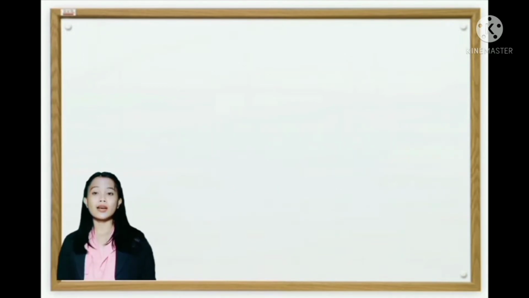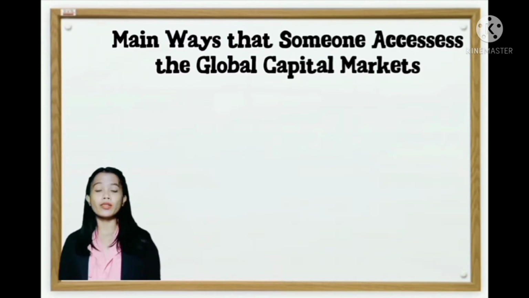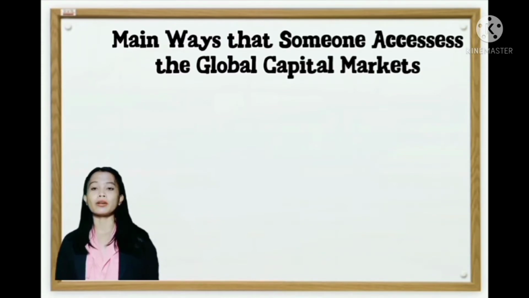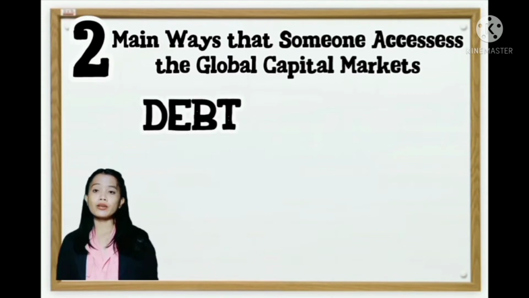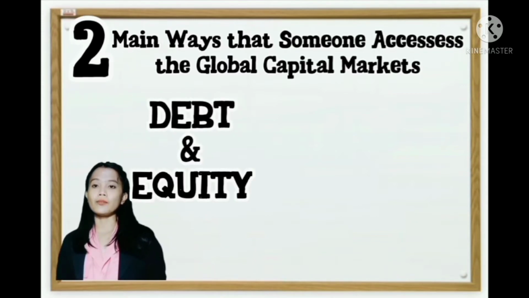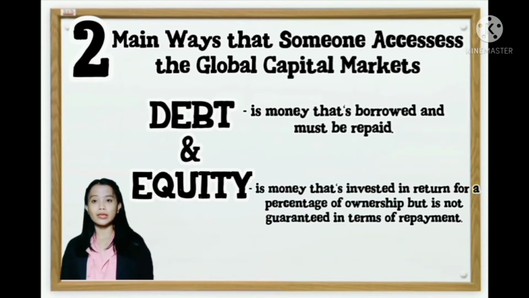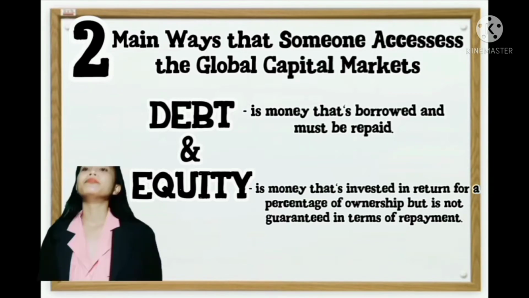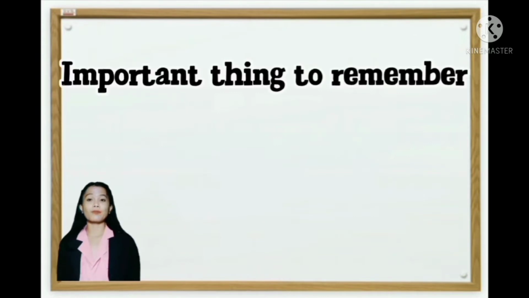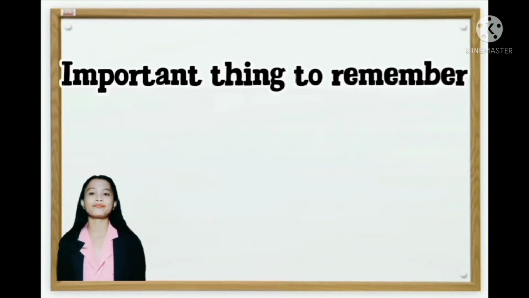Let us now discuss the main ways that someone accesses the global capital markets. Actually, there are two main ways, which are debt and equity. Debt is money that is borrowed and must be repaid, while equity is money that is invested in return for a percentage of ownership but is not guaranteed in terms of repayment. This is the important thing to remember.